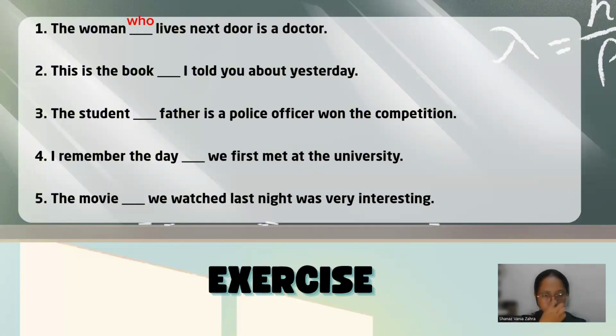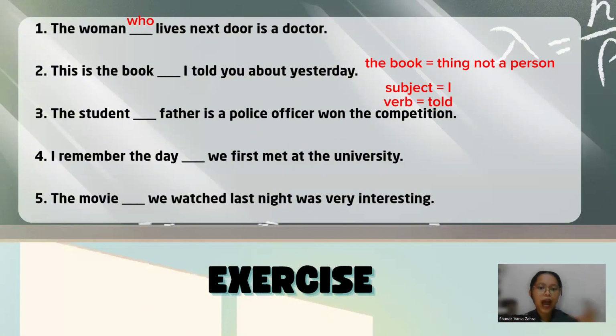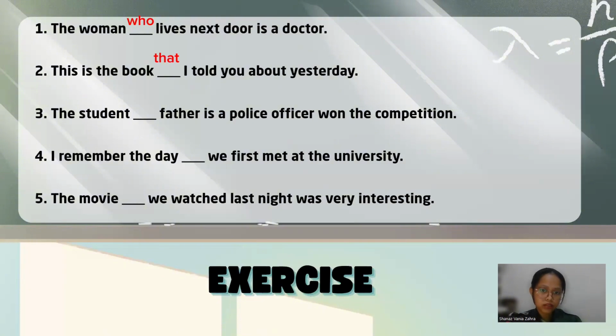And number two, this is the book blank I told you about yesterday. The noun is the book, a thing, not a person. After the blank, we already have the subject I and the verb told, so the connector functions as an object. For things used as an object, we can use that or which. In a defining clause like this, that is the most common choice. So the correct sentence: this is the book that I told you about yesterday. Here, that is an object, so it can be omitted, but keeping it in is clearer.